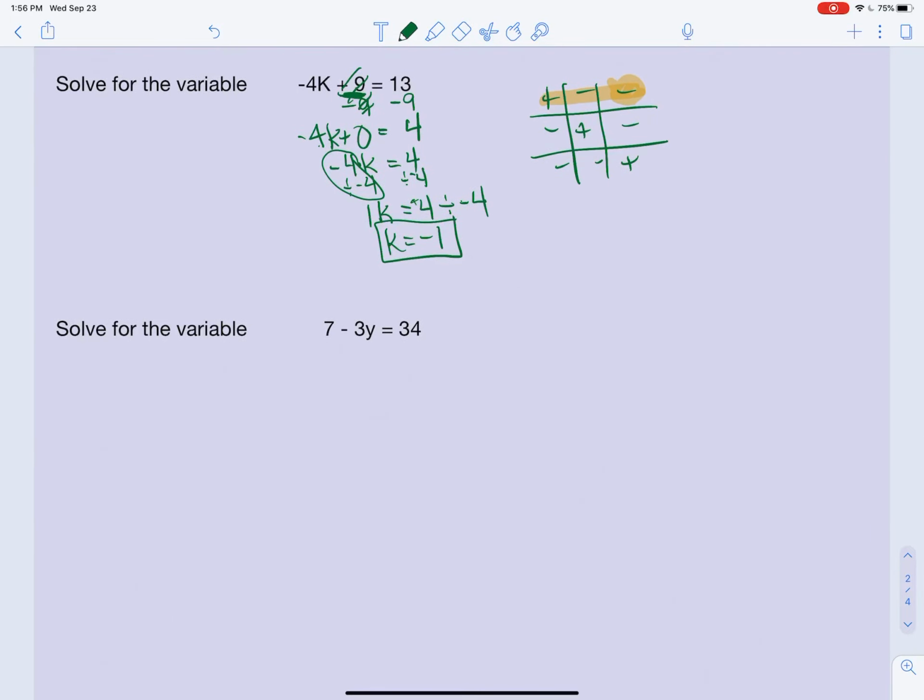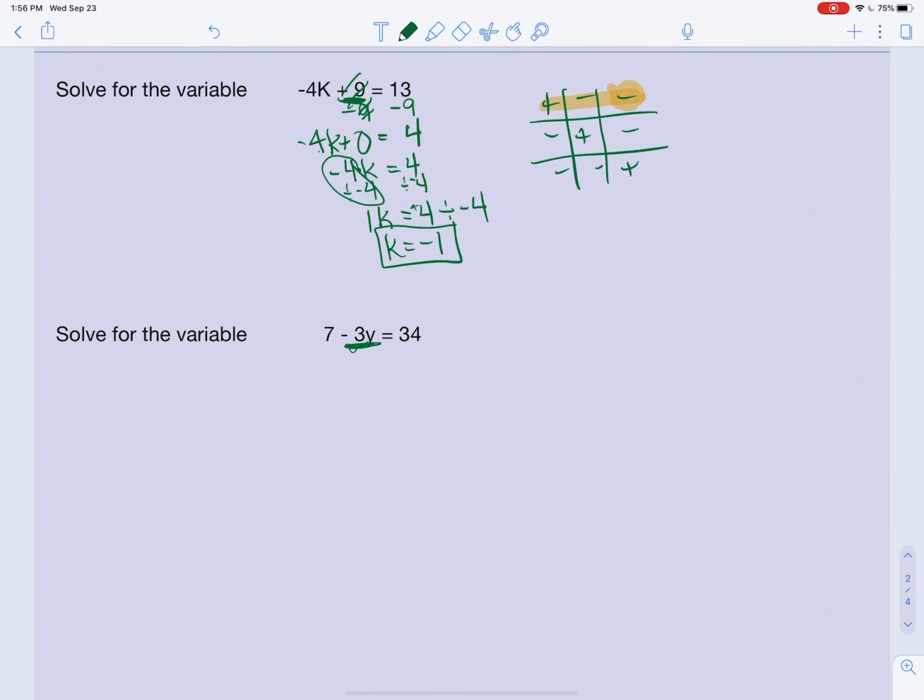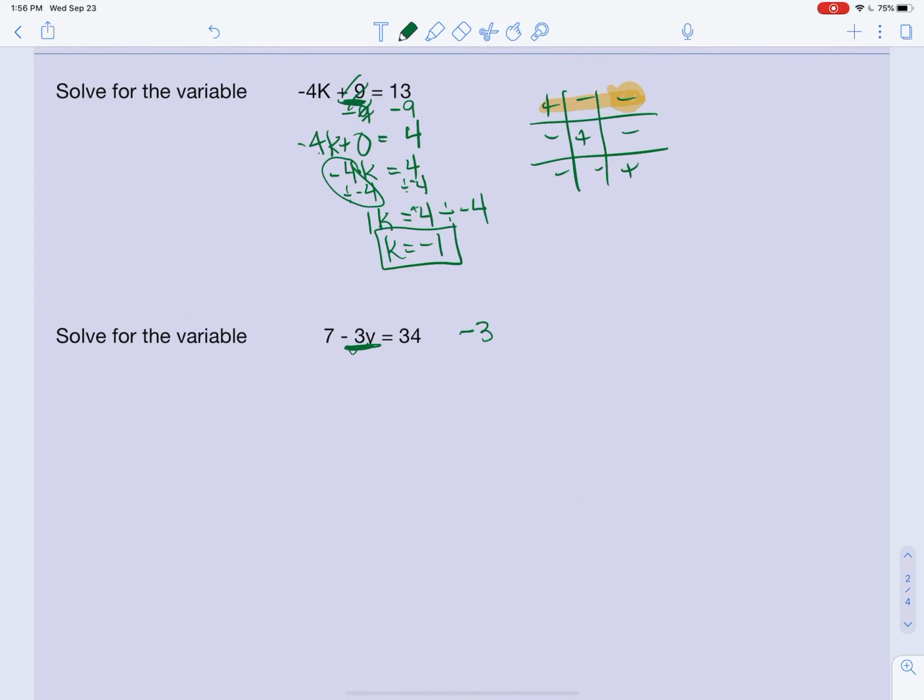All right, so what do you think I'm going to ask you to do here? I'm going to ask you to push pause, but the first thing I'm going to do is rewrite this for you. It may help you. Some students have a hard time because this is second, but remember to keep the sign with the 3y, because it's negative 3y plus 7 equals 34. Pause. Then come back and check.